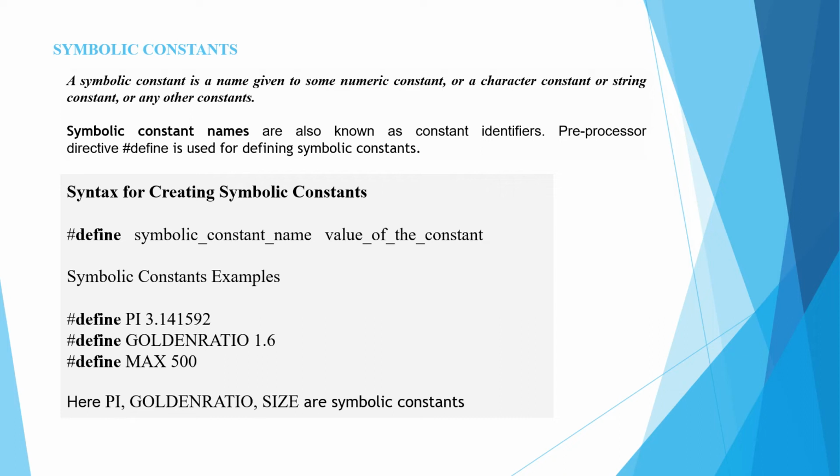So here the general syntax for creating symbolic constants is #define space symbolic constant name space value of the constant. Examples of symbolic constants: #define PI 3.14. PI is a symbolic constant name and the value of this constant is 3.14. Example 2, #define GOLDEN_RATIO 1.6. #define MAX 500. So here PI, GOLDEN_RATIO, MAX are all symbolic constants.